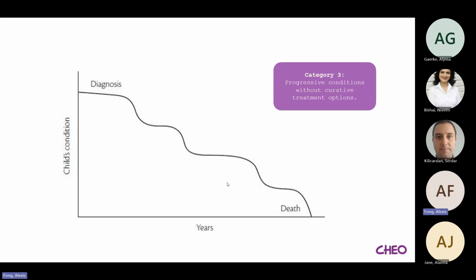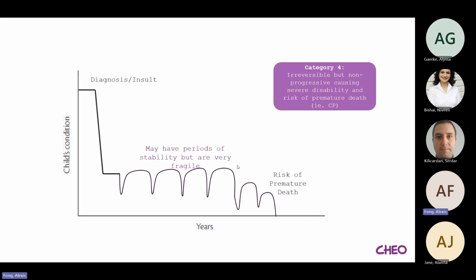Category 3 is progressive conditions without curative treatment options. So these are like your neurodegenerative conditions, mucopolysaccharidosis, things like trisomy 18, trisomy 13, where you have progressive deterioration, no curative options. And then category 4 are irreversible but non-progressive conditions causing severe disability and risk of premature death.